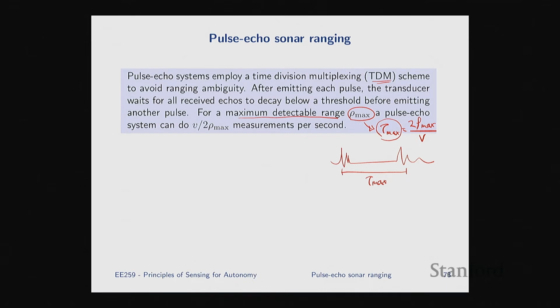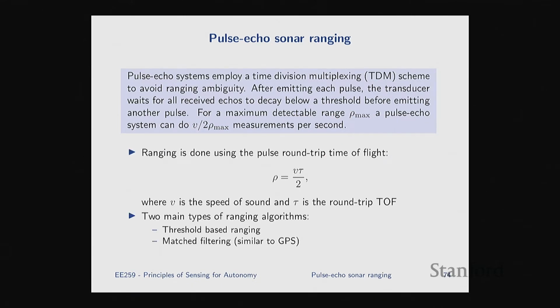Or if you invert that, how many measurements you would do per second, that's 1 over tau, which is v over 2 rho max. That's the rate of measurement that your pulse echo system would do. And then in terms of how you find your range, that's just the time of flight principle. What the receiver needs to calculate to do ranging is this tau, the time of flight delay, and then you do speed of sound times that, divided by 2. Remember, why do you divide by 2? Because tau is the round trip delay. So you divide by 2 to make it your one-way delay, and then multiply by the speed of sound.